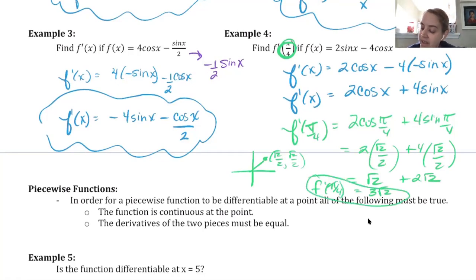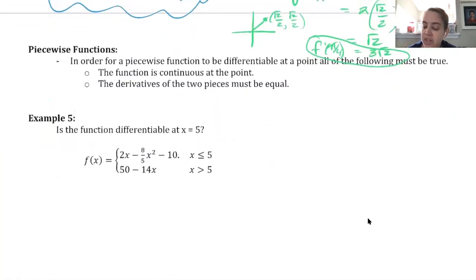Here's another thing that we have to look at, and that's our piecewise functions. In order for a piecewise function to be differentiable at a point, all of the following must be true. It must be continuous, and I know we had some problems about that in the last section where we were looking at continuity, and the derivatives of the two pieces must be equal. What we're really saying is this has to be equal slope.